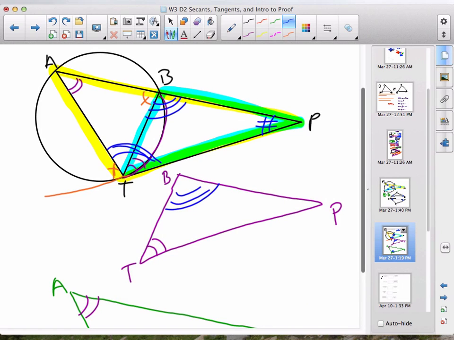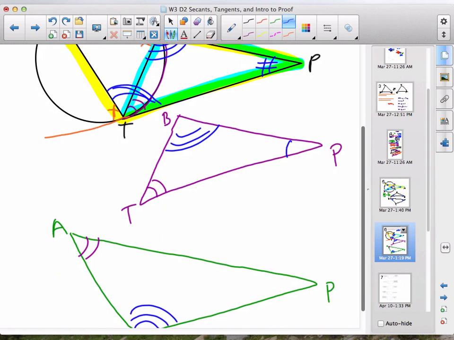Correct? Right? So regardless, now we've really done it. We've got all three sets of angles equal. So what do we know about these two triangles? They're similar. Similar by why, Carlo? Right? But by what? Why are they similar?